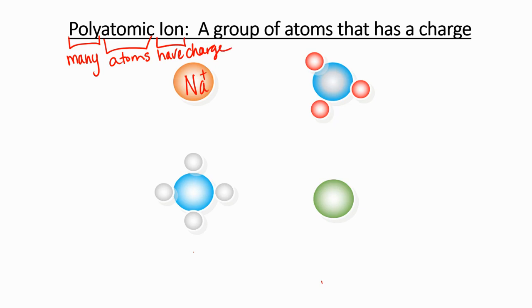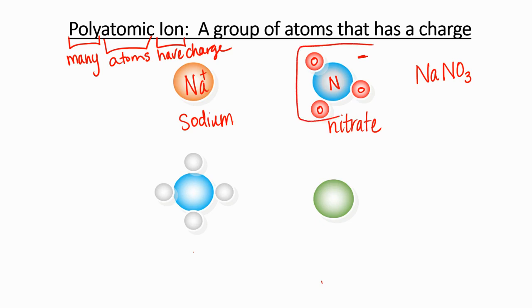What might that look like? Well, that might look like the nitrate ion. That will have a nitrogen atom and 3 hydrogens bonded to it. And those 4 atoms all together as a grouping all have a -1 charge. So we would write that as Na for the sodium and NO3 for the nitrate. And we would call that sodium nitrate. So the nitrate ion is these 4 atoms that all together have a charge.